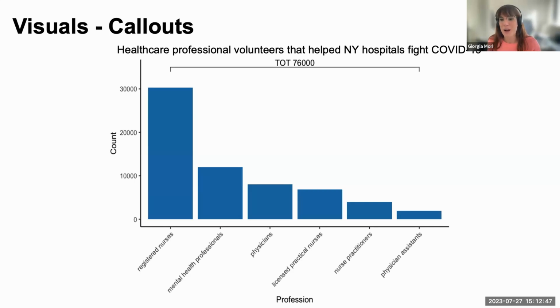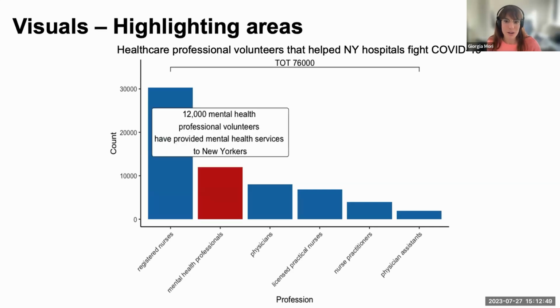And let's say I want to highlight something that I think is important. So I add a highlight to show that after the registered nurses, the mental health professionals represent the majority of those who volunteered to provide support to New Yorkers. And we can keep playing with it. We can play a lot with visualization, and we can add as many data decorations and graphical eye candy as we want.